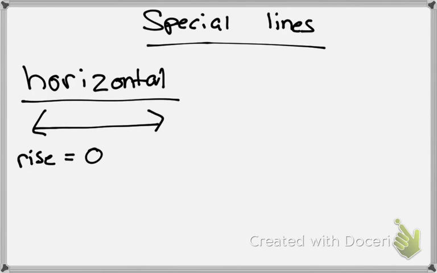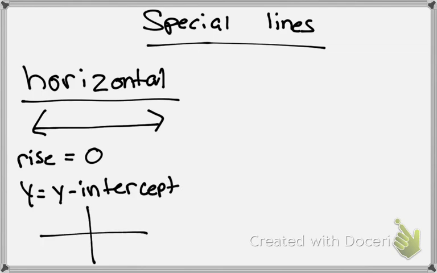our point would be y equals whatever the y-intercept is. So if I have a graph here, and my graph runs left to right, and it crosses at 2, this would mean that the equation of my line is just y equals 2. Because there's no slope, so we can't show that it's changing in really any way.